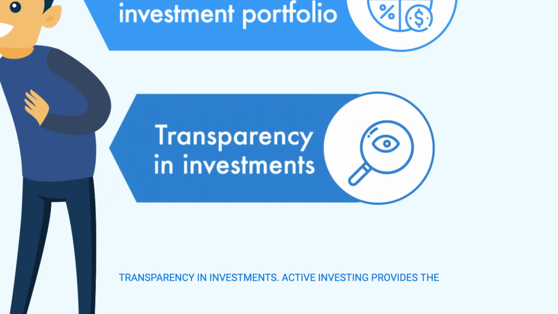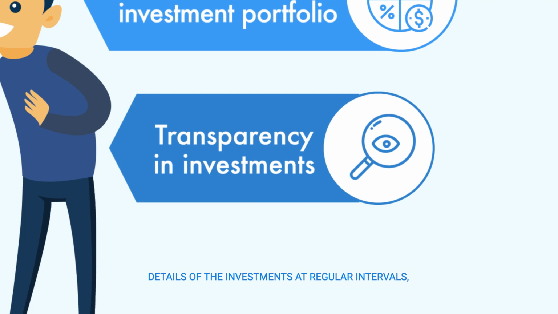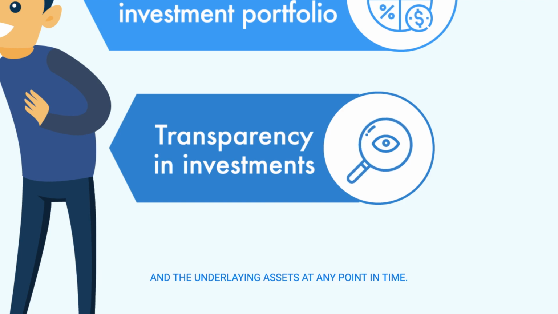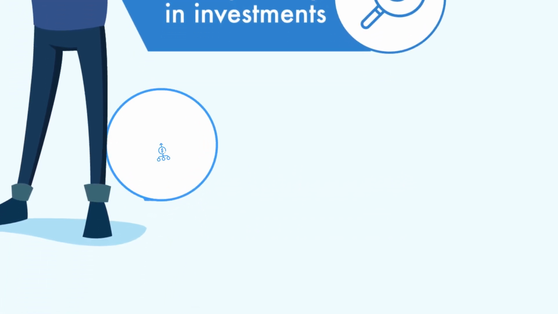Transparency in investments. Active investing provides the details of the investments at regular intervals, not at any point in time. Passive investing lets the investor be aware of their investments and the underlying assets at any point in time.